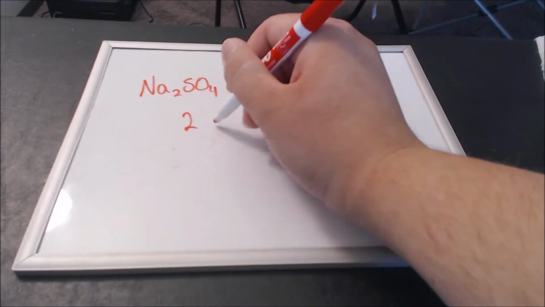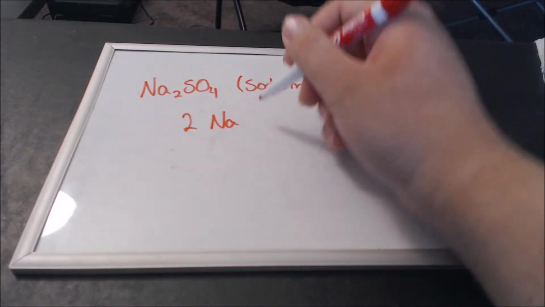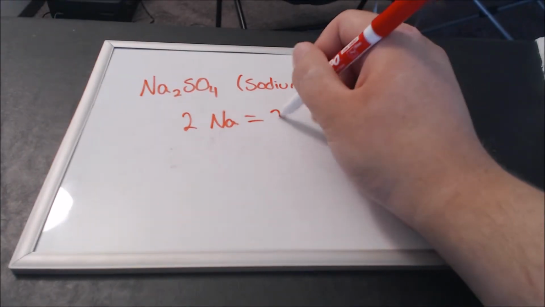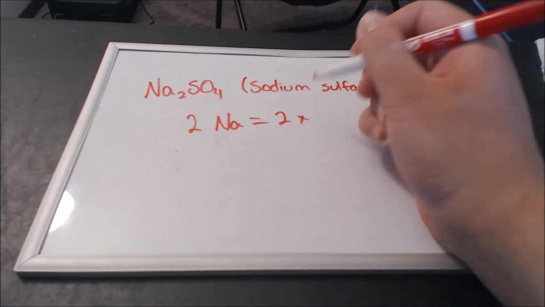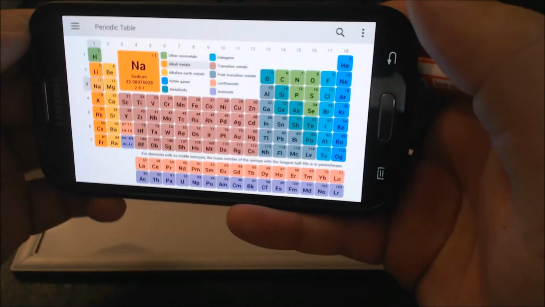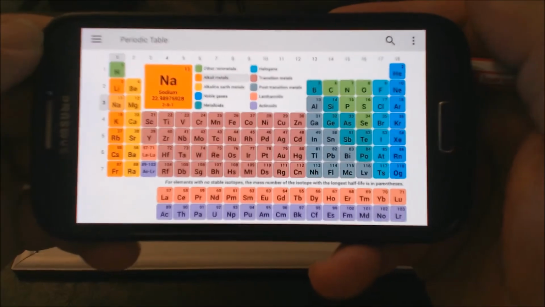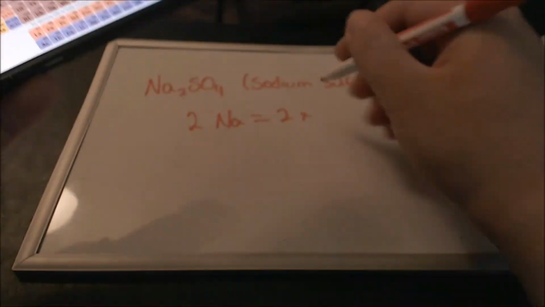So we're going to say we have 2 Na, which equals 2 times, get out the periodic table again. So it's going to be 2 times 22.99, we'll say.